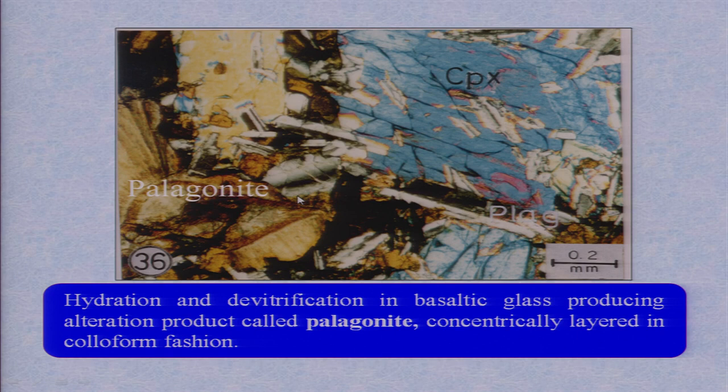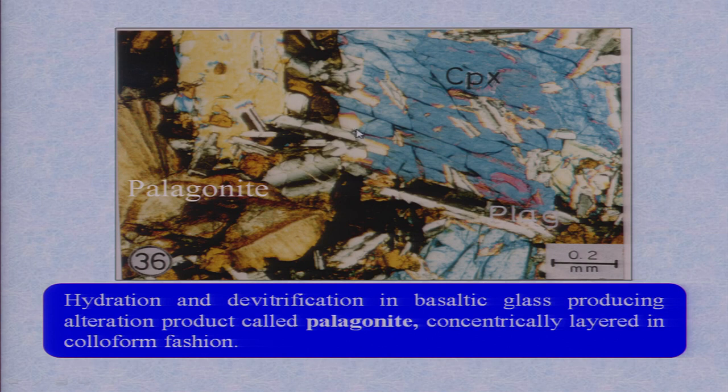How do hydration and devitrification in basaltic rock look under the microscope? I am just showing you how it looks under the microscope. In this slide, this is the case of a basalt. Basalt is another variety of igneous rock which shows clinopyroxene. This clinopyroxene has undergone devitrification, and the process of devitrification is more on the border of the phenocryst. This is a phenocryst of clinopyroxene, and this is the border of the phenocryst which shows alteration.